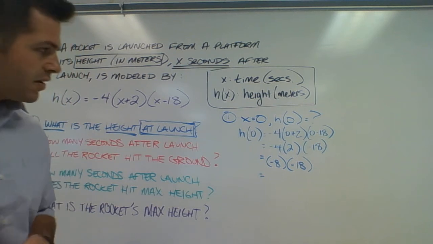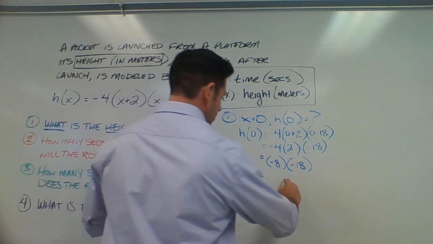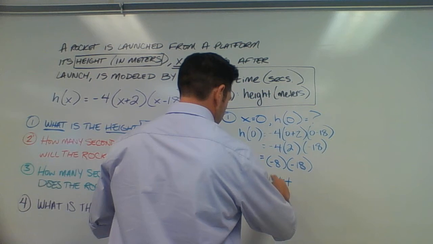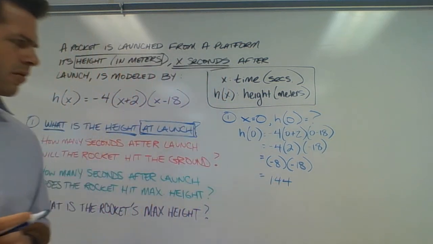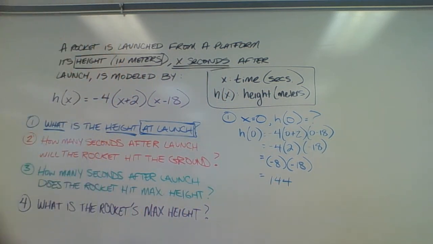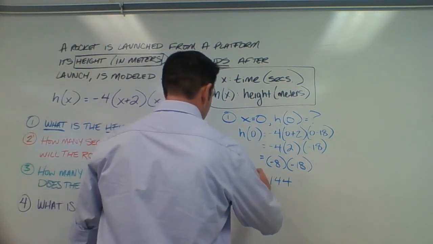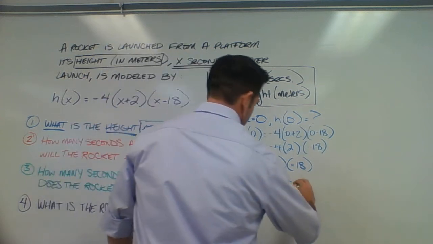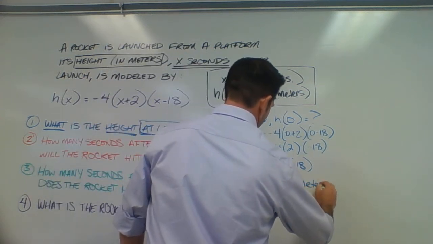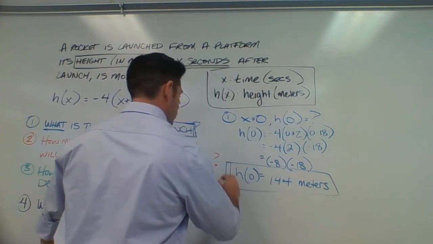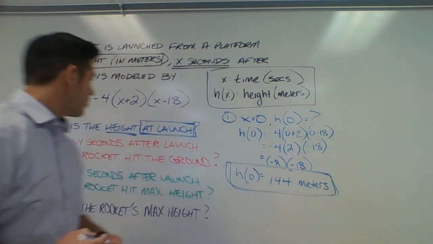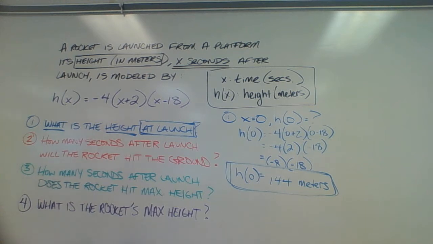Negative 8 times negative 18 would be 144. Yes, I do believe that would be it. It's 144. That is our height at the beginning of this problem. So the height of the rocket at launch would be 144 meters.